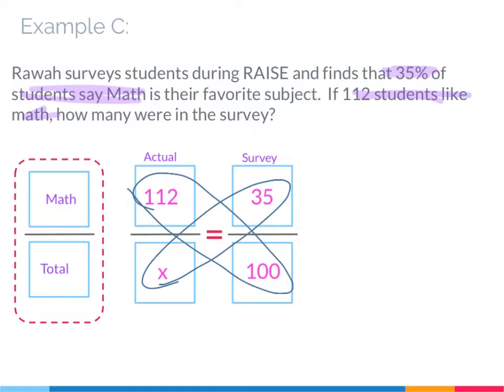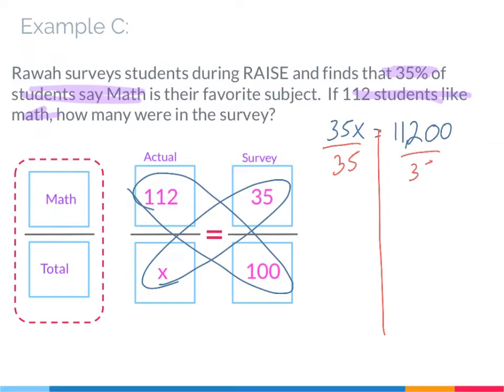X times 35 is 35x, and 112 times 100 is 11,200. So now I've got a 1-step equation. I know how to solve those. I'm going to draw a wall down from my equal sign. I'm going to divide both sides by 35. 35 divided by 35 is going to cancel each other out, or it's going to give me 1, or 1x. 11,200 divided by 35 is equal to 320. But again, this is a word problem, so I'm going to need a word answer. And I've got 320. In this case, I was looking for students. So 320 students is my final answer.